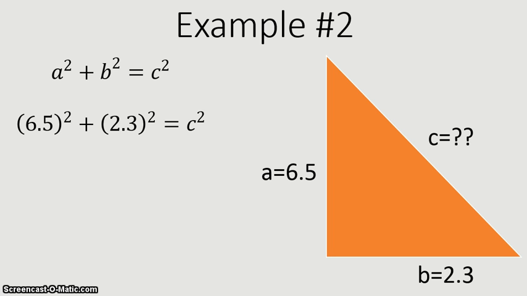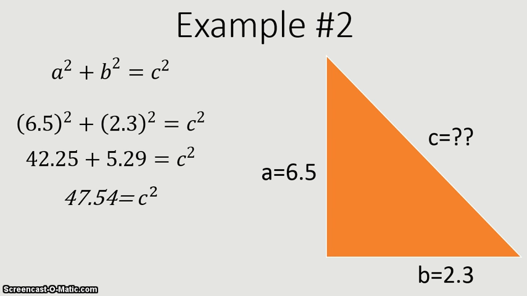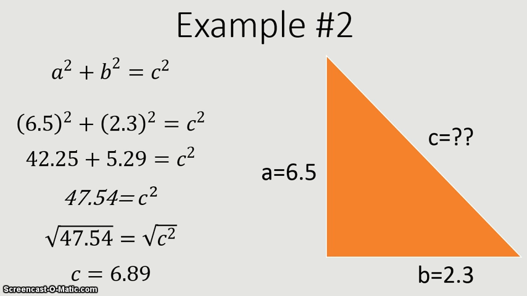We solve for those values and get 42.25 plus 5.29 equals c squared. Now we add and get 47.54 equals c squared. We take the square root of both sides and we get c equals 6.89 by rounding.